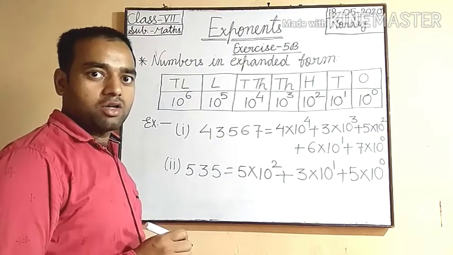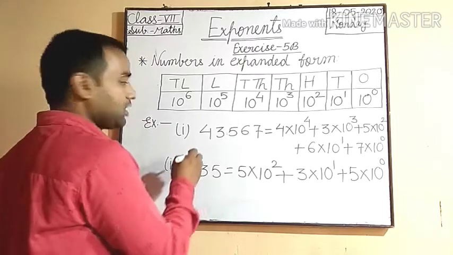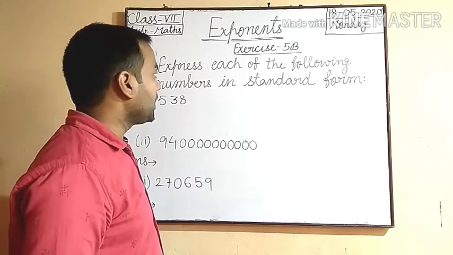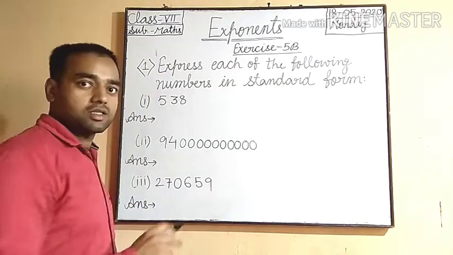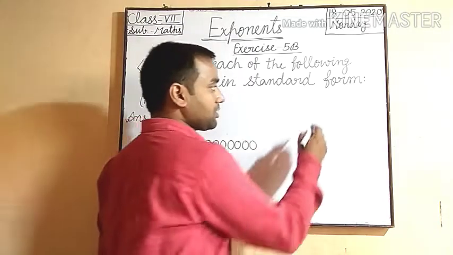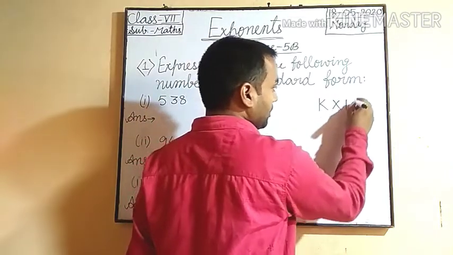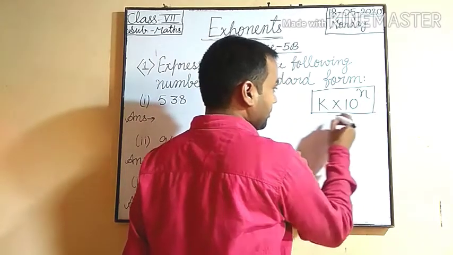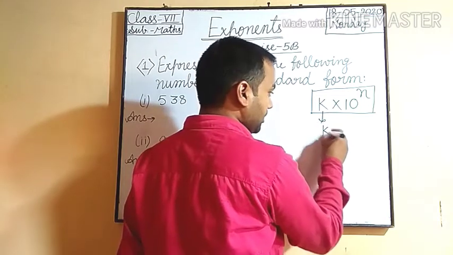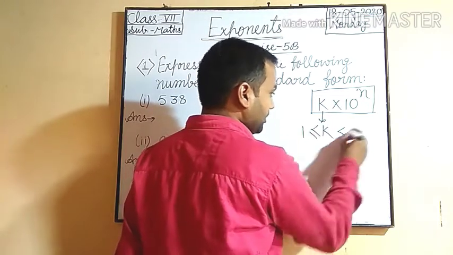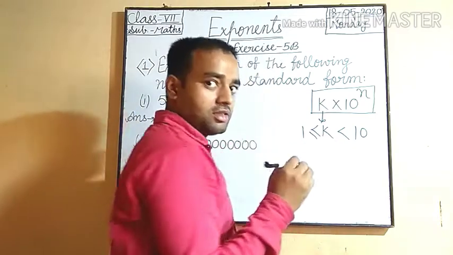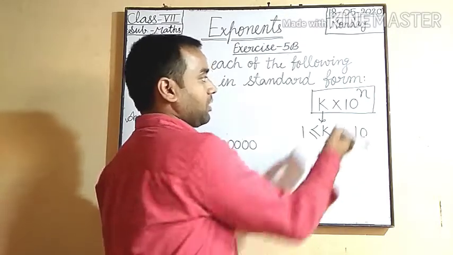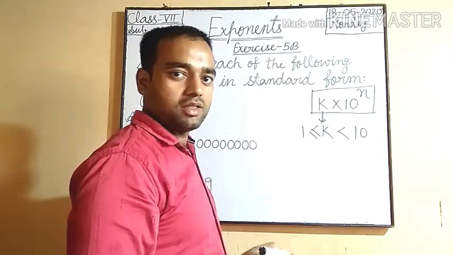Now let us discuss some questions of exercise 5B. So let us start question number 1. In question number 1, express each of the following numbers in a standard form. A standard form means k into 10 power of n, where k is a real number between 1 and 10, that is k is equal to or greater than 1 and less than 10.